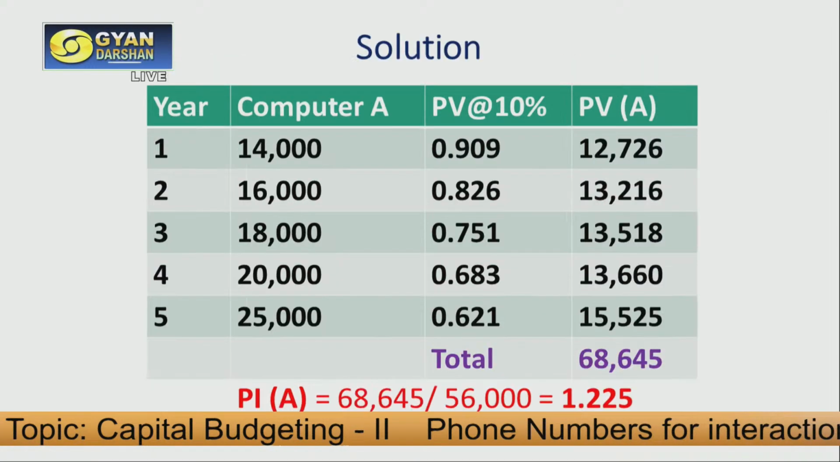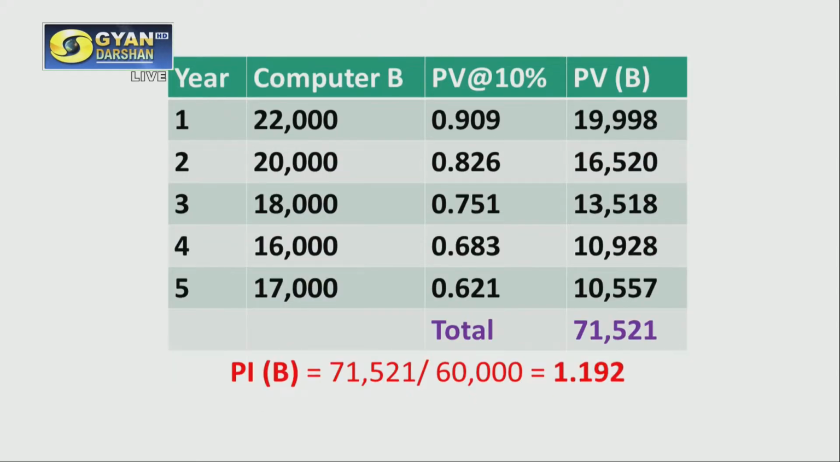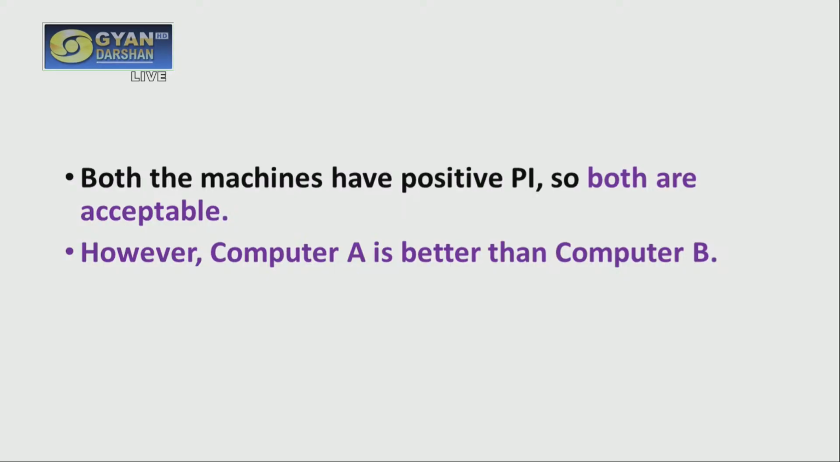Okay, so in case of computer A, the profitability index was 1.225, but in case of computer B, the profitability index is 1.192. So since the profitability index is higher in case of computer A, we are going to accept computer A in this case. But since the profitability index is above 1 in both the cases, both the computers are acceptable. But in case we have to choose any one computer out of these, we are going to choose computer A because it has higher profitability index. So this is how we can make the decision when we are considering profitability index.